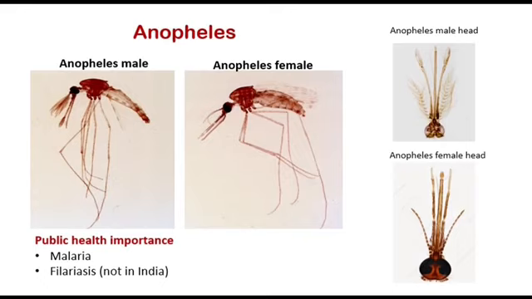How will you identify Anopheles mosquito? The spotted wings. Then the palpi and proboscis of the same length. Club-shaped palpi in Anopheles male and straight-tipped palpi in Anopheles females. The Anopheles mosquito is the vector of malaria and filariasis, but not in India.